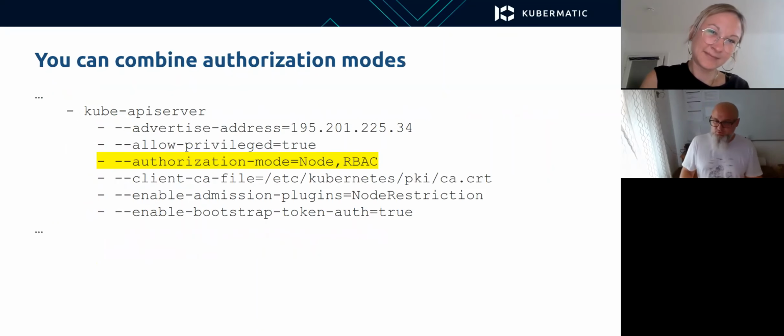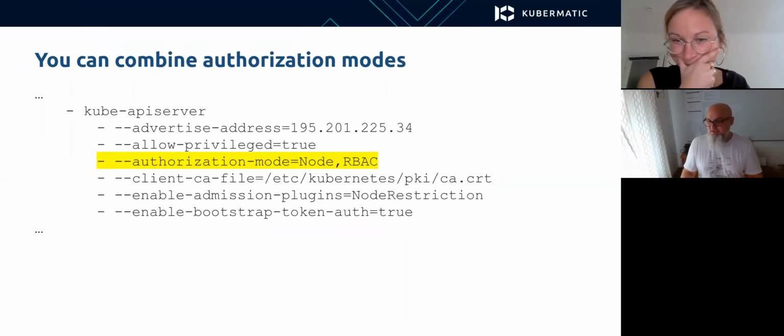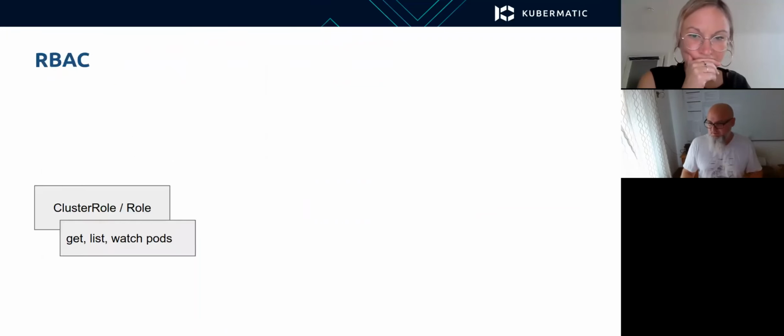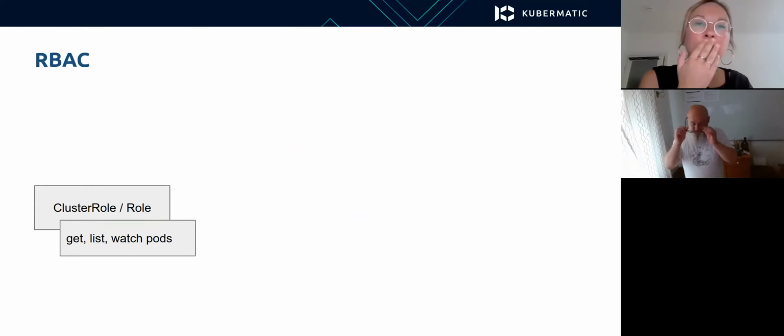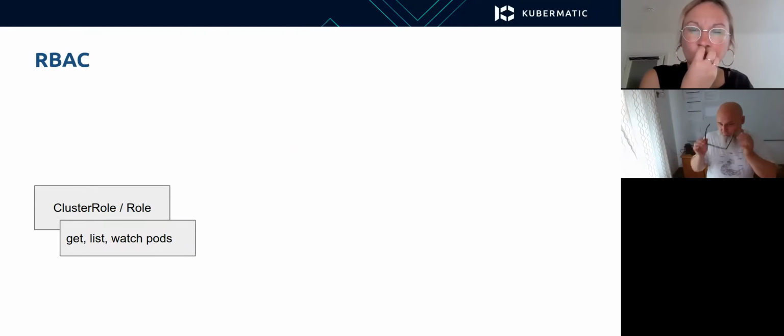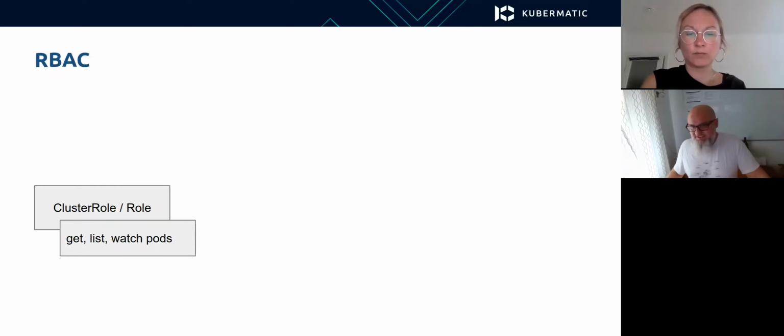This is how you define which authorization modes are in use. Typically, you have something like Node and RBAC. This, I see a lot. So what is RBAC? RBAC stands for Role-Based Access Control. So we can define some roles and assign them to users or applications.